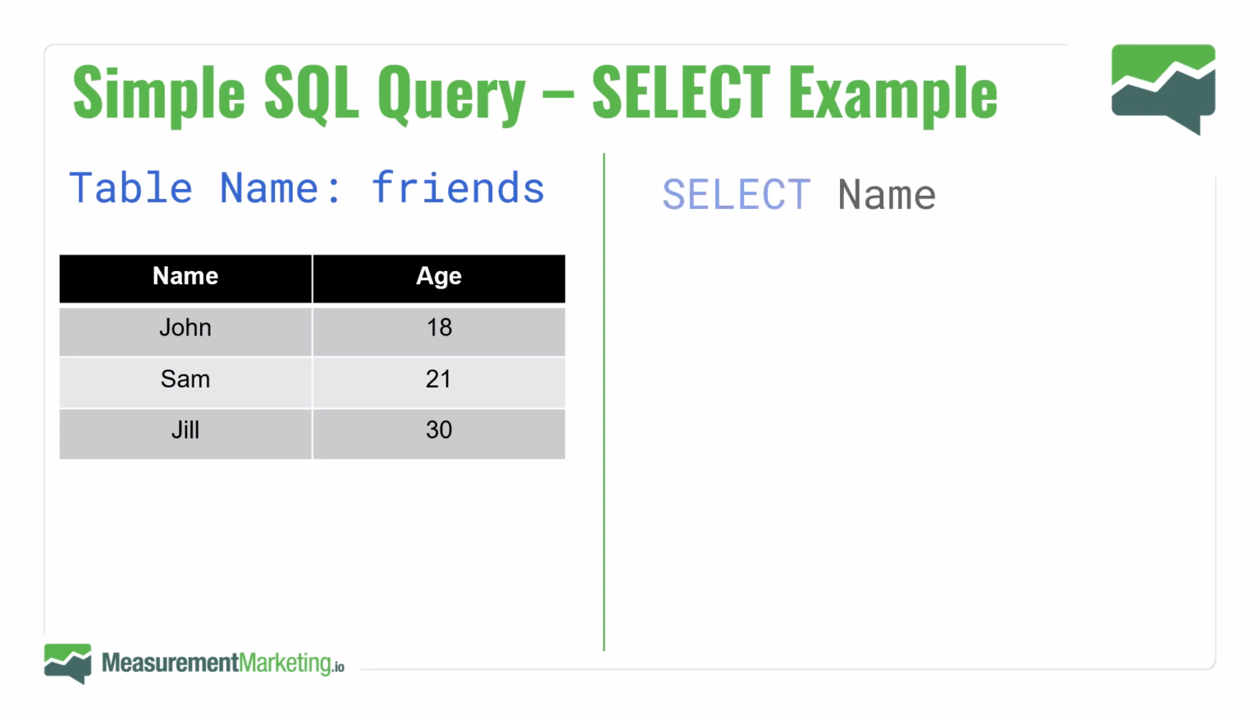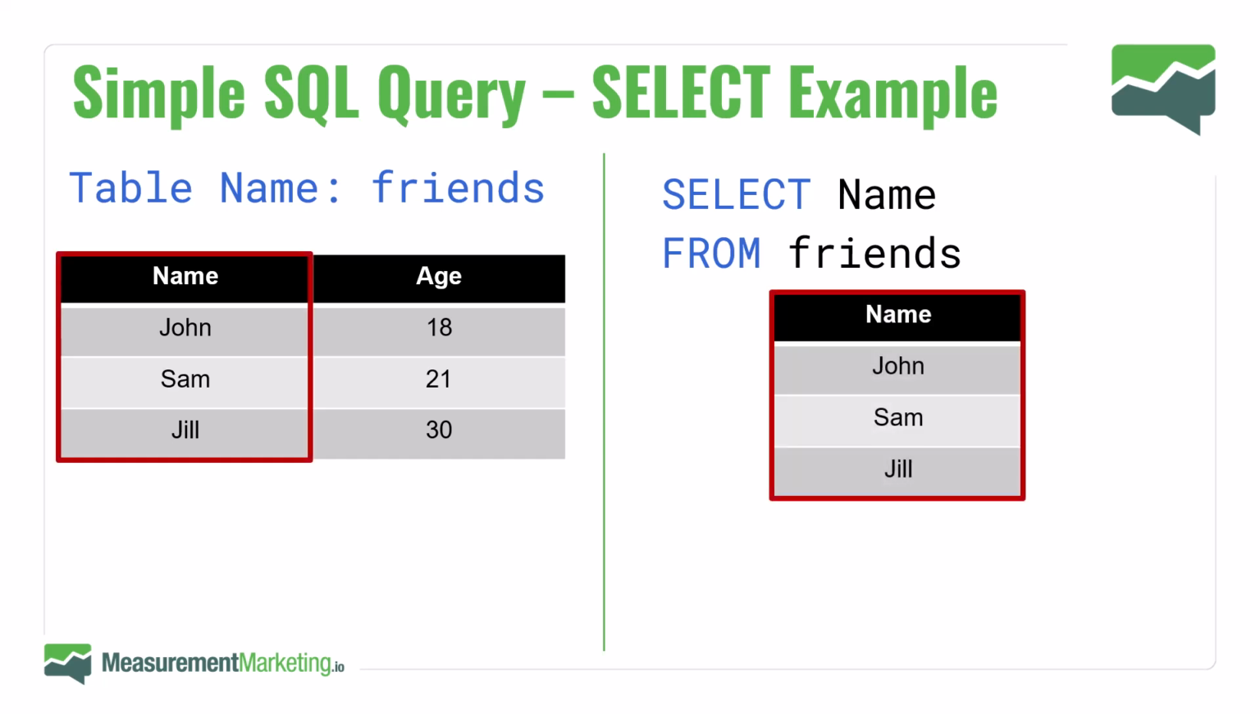And we say select name. So we're selecting name. You can see the column name from friends. Now, what ends up getting returned if we say select name from friends is the names column of the friends table. So as you can see, we get the name column with John, Jill, and Sam from the table friends. We don't get the age, we get the name.